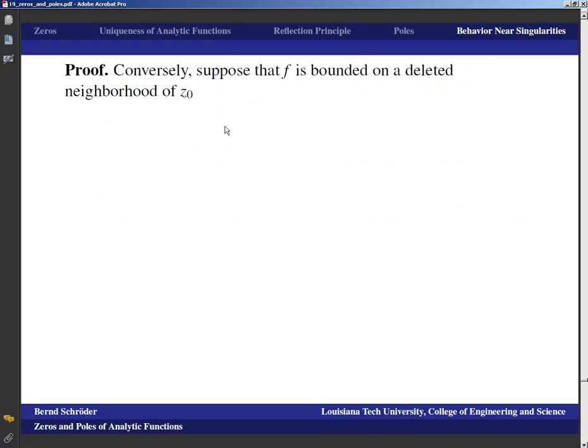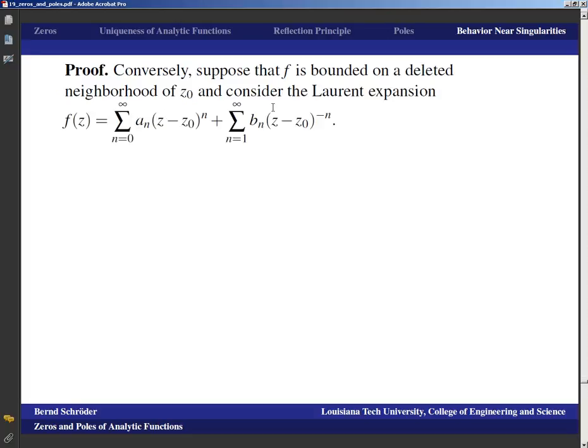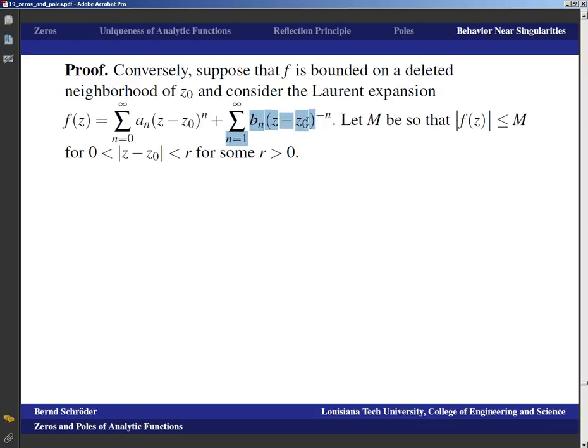Conversely, if f is bounded on a deleted neighborhood of z0, then we consider the Laurent expansion, because no matter what happens, as long as this thing is defined on a deleted neighborhood, it will have a Laurent expansion. Now basically what we want to show is that the principal part of the Laurent expansion is equal to 0. So we let M be a bound.